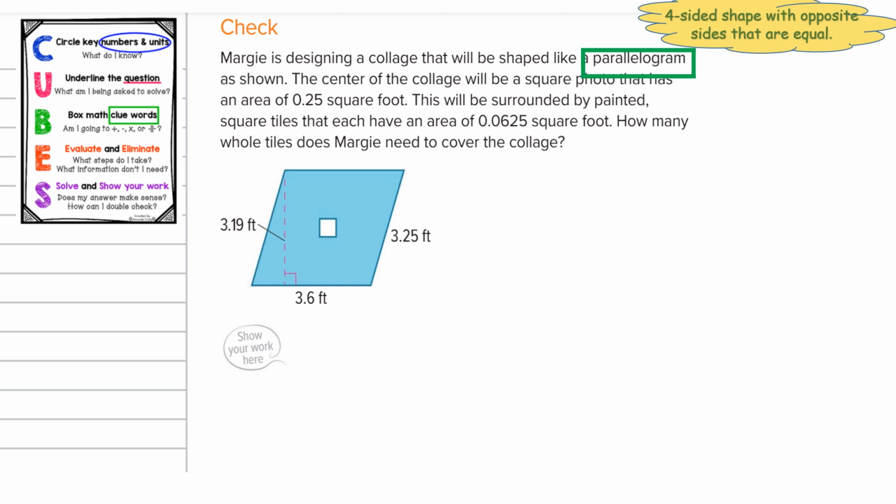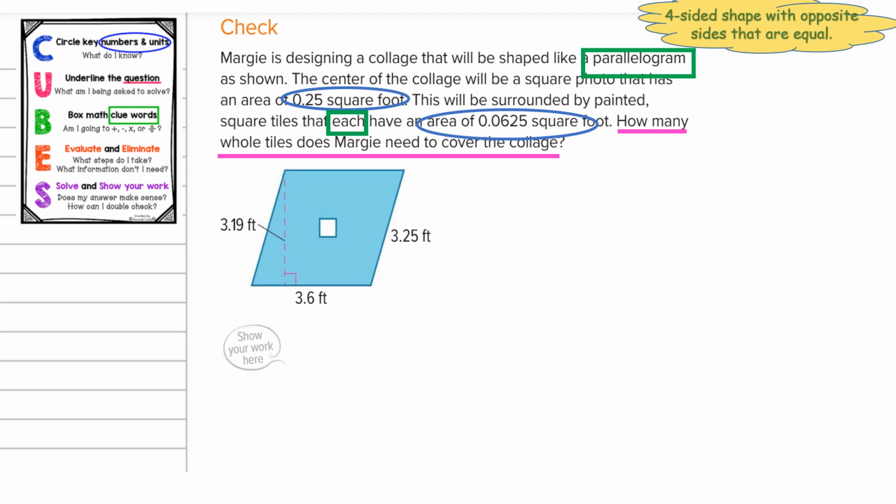We're talking about area, so therefore I now have to use that formula of base times height. All right, so then it tells me that the area is 0.25 square foot for the square photo that's in the center. All right, that's going to be important. And that we have an area of 0.0625 square foot for each of the other tiles that are surrounding it. Okay. And it wants to know how many whole tiles does Margie need to cover the collage. So we're looking at that light blue area that's going to be covered. Covered with what? 0.0625 square foot, right? And that's going to be each of those tiles.